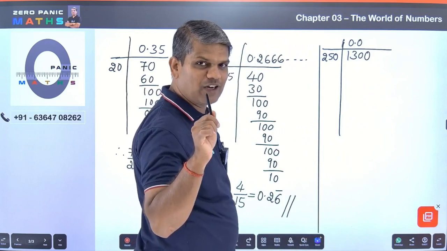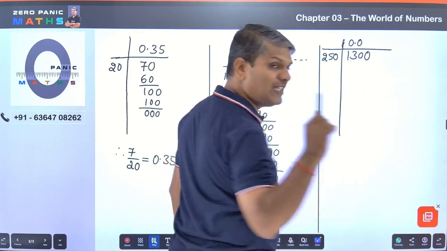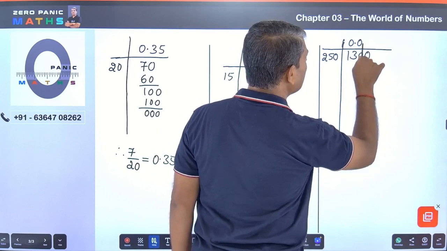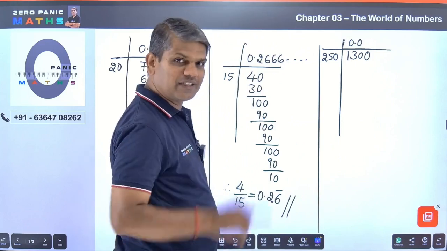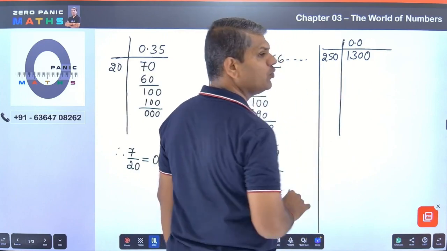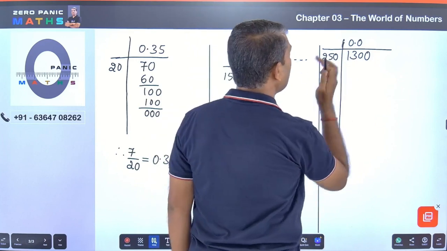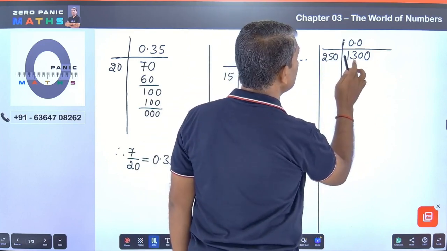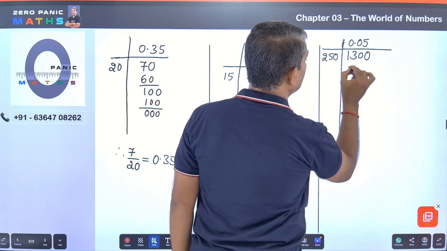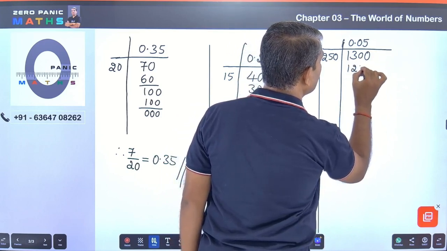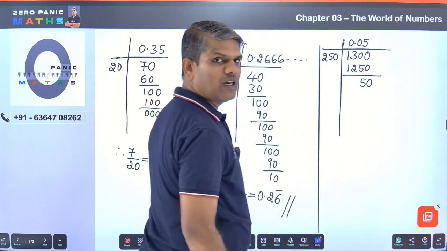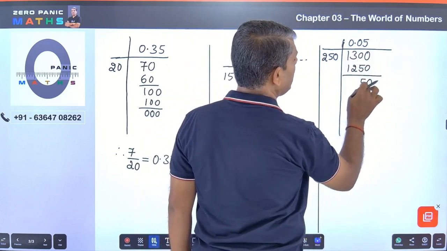You understood the process? Okay, so when you give a decimal point, only one 0 is allowed to borrow, but if you want another 0 in the dividend, then you have to give a 0 in the quotient. That is the process of long division. Now 1300 is obviously greater than 250, so you can divide this by 250. So 250 times 4 is 1000 and 250 times 5 is 1250, right? So from 1300 I can deduct 1250, and what I am left with is 50 only.